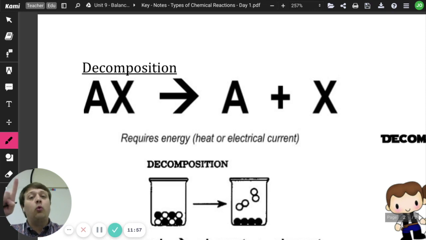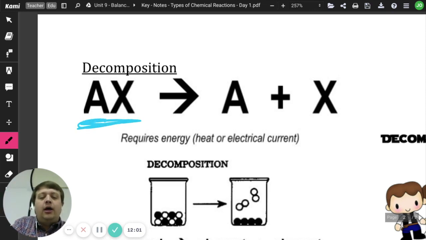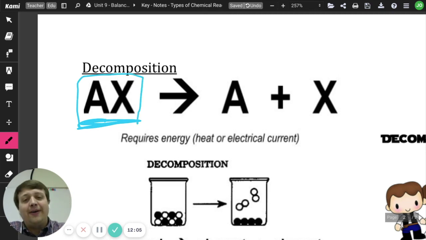So we're going to start with one compound, all right? So we do need to keep that in mind. We need to keep looking for that. Again, it's an easy way for us to identify if it's decomposition or synthesis just by looking and seeing how many reactants, how many products. If there's only one reactant, I know it's decomposition. If there's only one product, I know it is synthesis.